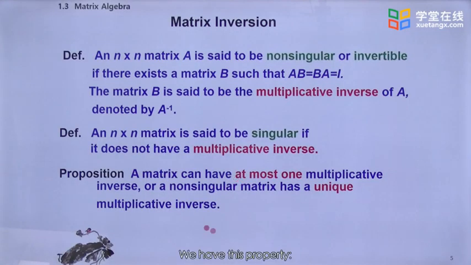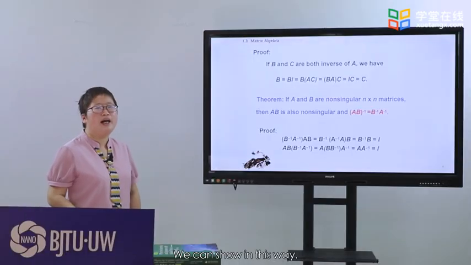An n by n matrix is said to be singular if it doesn't have such a multiplicative inverse. And we have this property. A matrix can have at most one multiplicative inverse, or a non-singular matrix has a unique multiplicative inverse. So the inverse matrix is unique. We can show it in this way.